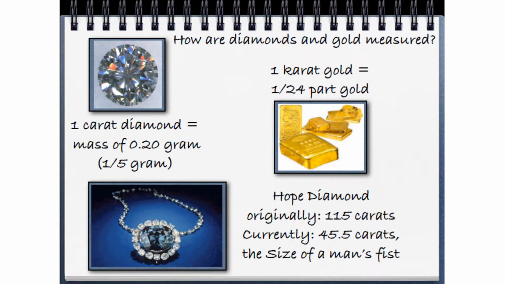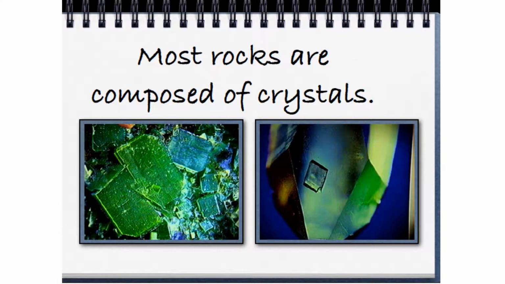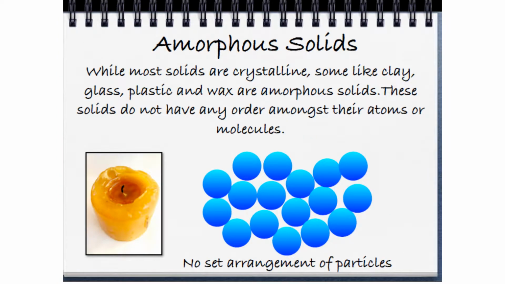How are diamonds and gold measured? A 1-carat diamond has a mass of 0.2 grams or 1/5 of a gram. A carat gold, spelled with a K, is 1/24th part gold. Most rocks are composed of crystal.